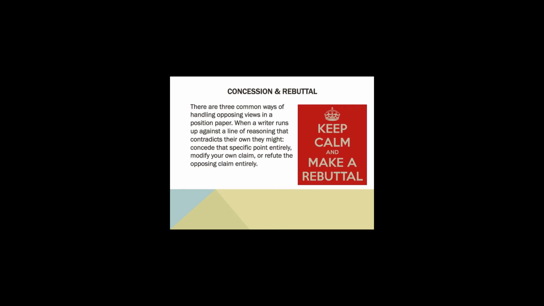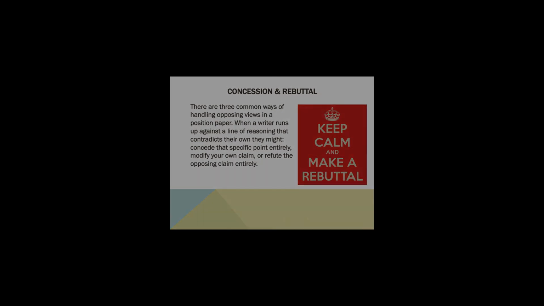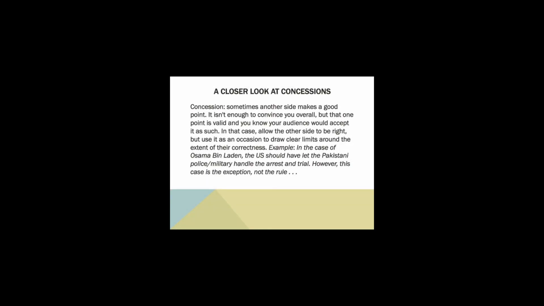When a writer runs up against a line of reasoning that contradicts their own, they might concede that specific point entirely, modify their own claim, or refute the opposing claim entirely. Let's take a closer look at concessions. What is a concession? A concession is what you do when the other side makes a good point. You admit it. It isn't enough to convince you overall, but the point that's been made is valid, and you know your audience would accept it as such.